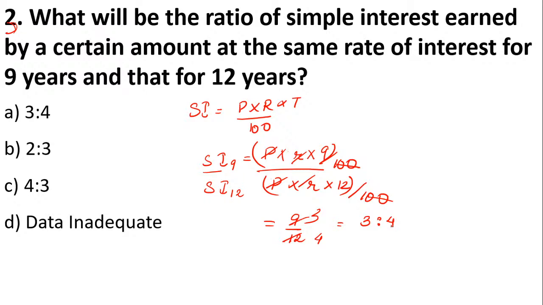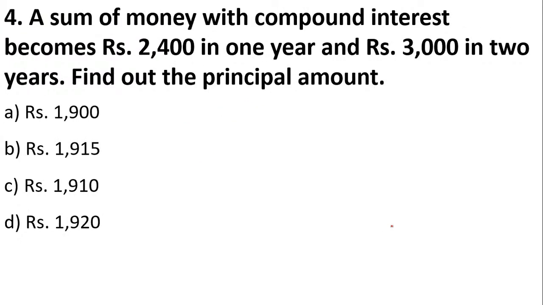All of you have given the right answers. Without wasting any time, let's see the next question. A is the right answer. A sum of money with compound interest becomes 2400 in 1 year, 3000 in 2 years. Find out the principal amount. So, students, take your time and let me know what answer you have got.